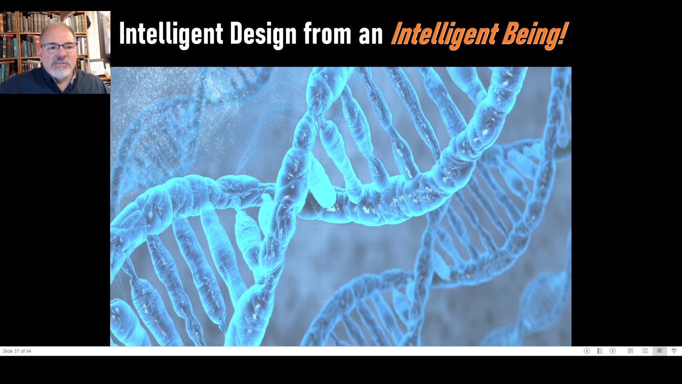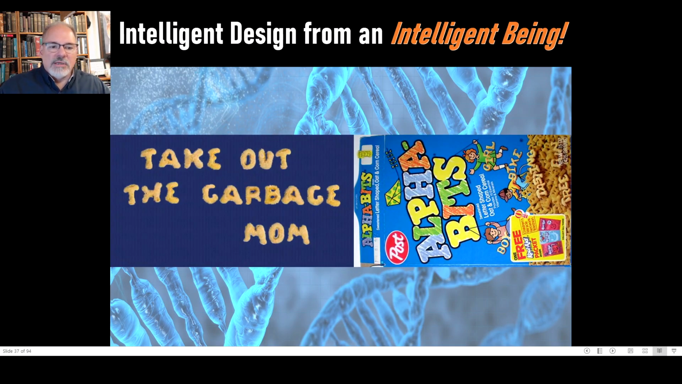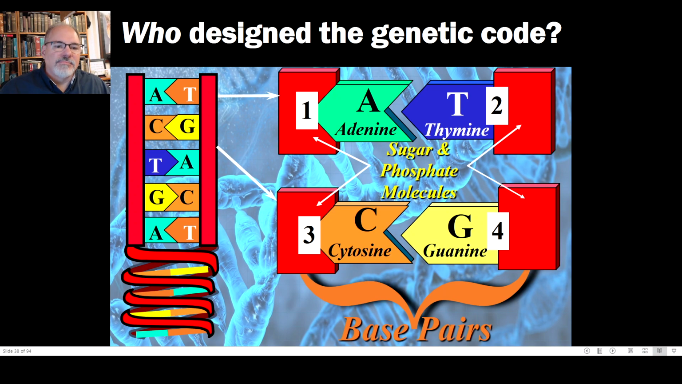Now, intelligent design is obviously from an intelligent being. And Turek is going to go through this, but if you saw this cereal box tipped over on the breakfast table and it said, "Take out the garbage, Mom," you would know that Mom wants you to take out the garbage. You are communicating. This is a message. This is from a mind. This is not just something that would happen randomly when the box falls over.